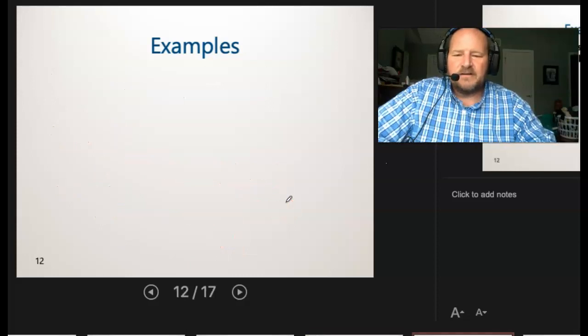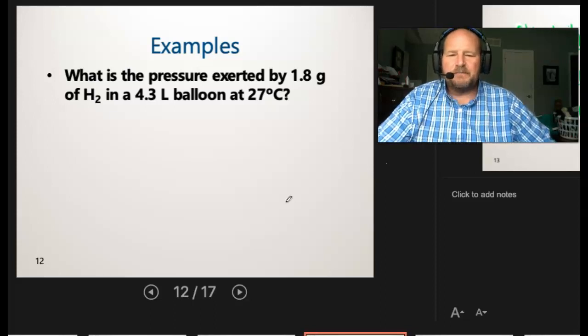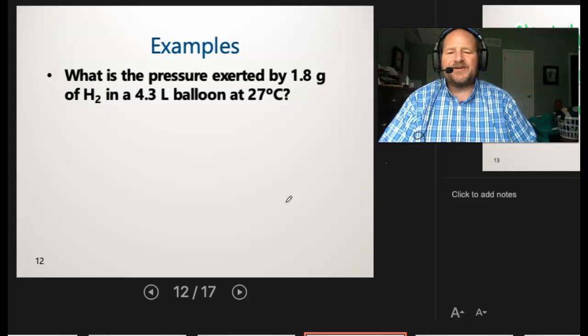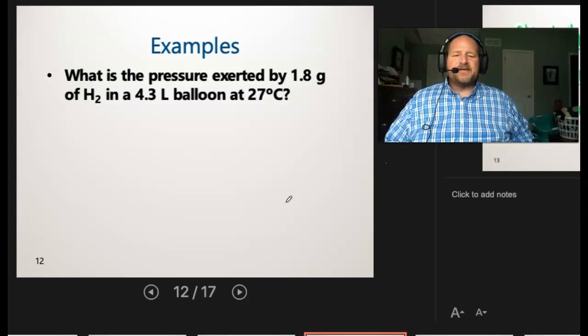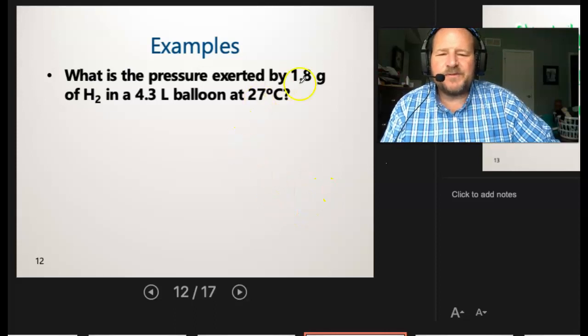Let's take a look at another example. What is the pressure exerted by 1.8 grams of hydrogen in a 4.3 liter balloon at 27 degrees C? And so there it is. We have grams. We don't need grams though, right? We need moles. So how do we get to moles? That's right. We'll use our periodic table.